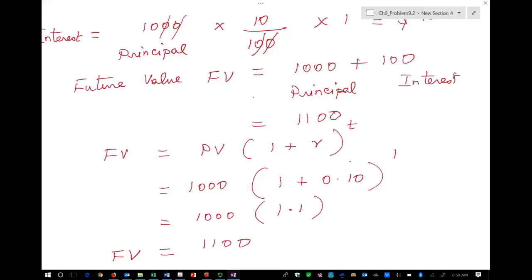So 1,000 multiplied by 1 plus 0.10, or 10 by 100, raised to the power 1. Anything raised to the power 1 is the same. So 1,000 multiplied by 1.1 is 1,100. Any questions so far? Everything is fine? Okay.